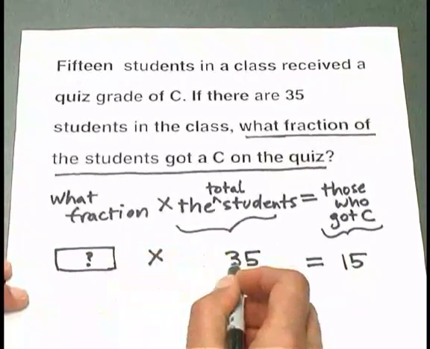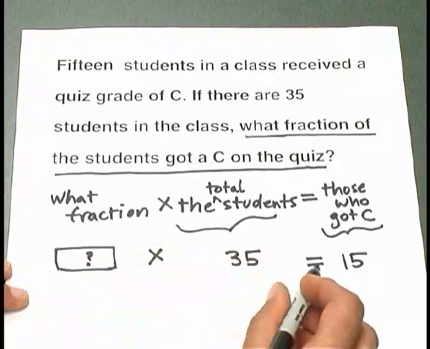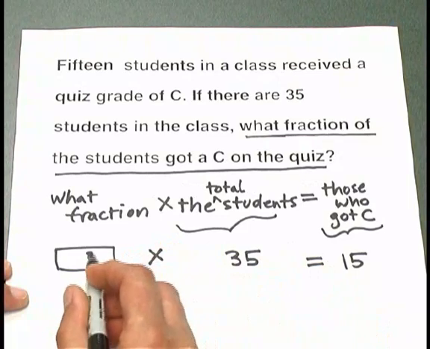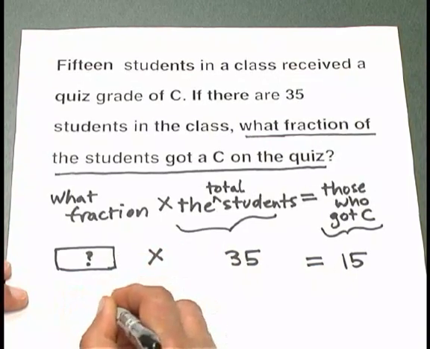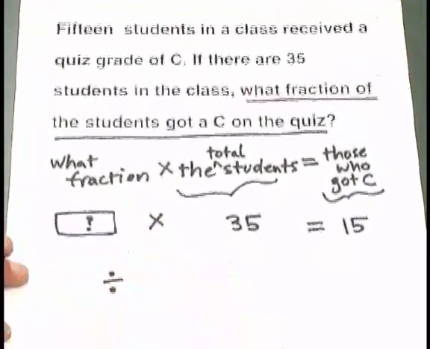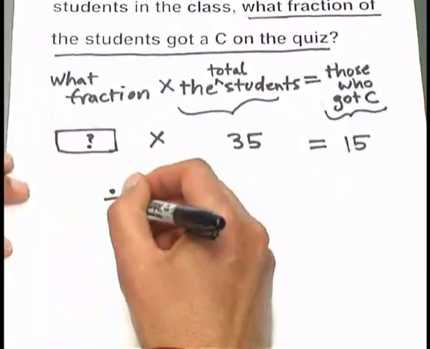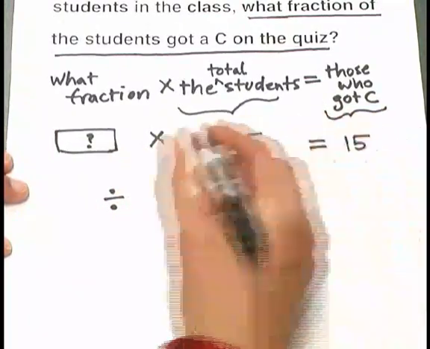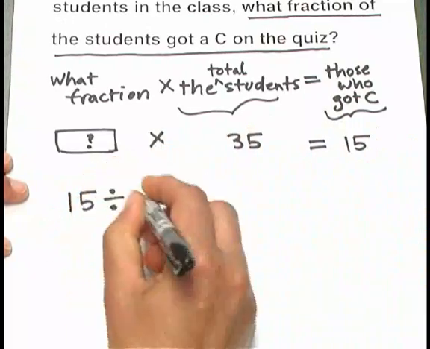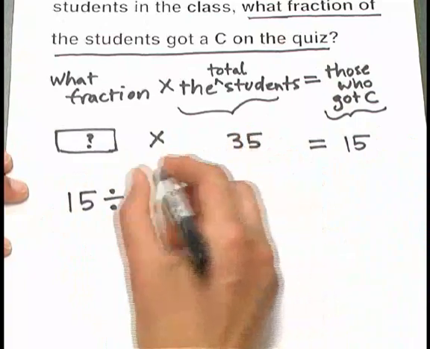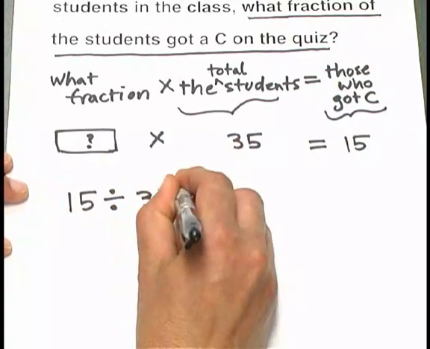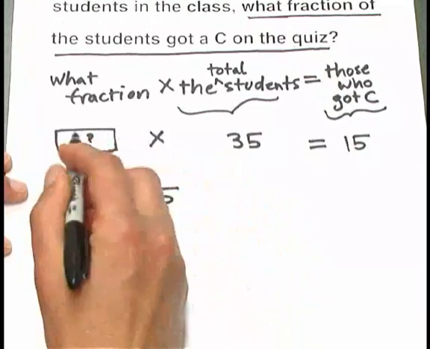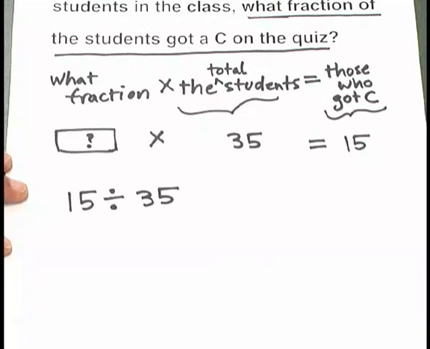Now, we have a multiplication statement, box times 35 equals 15, but we're missing one of the numbers to multiply. When we want to find a missing multiplier, we can divide to find that missing multiplier. When we divide, we have to start with the answer to the multiplication problem. Here, that's 15, divided by the multiplier we have, that's 35. If I divide 15 by 35, I'll get the number that goes in the box.